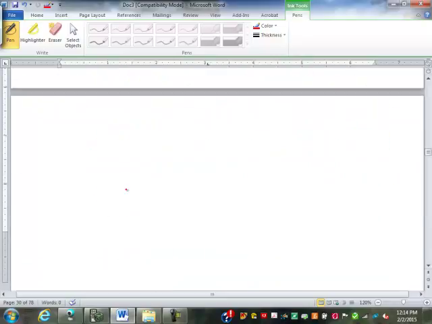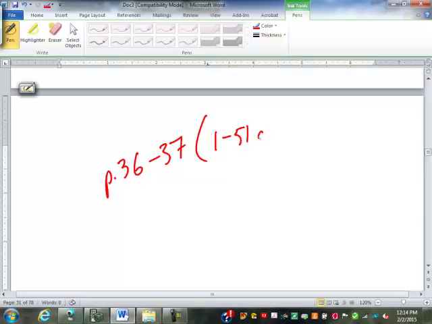Okay, enough of that for the day. Let's give you some homework on page 36 and 37 in your book. 1 through 51 talks about percents. Let's just have you do the odd numbered problems.